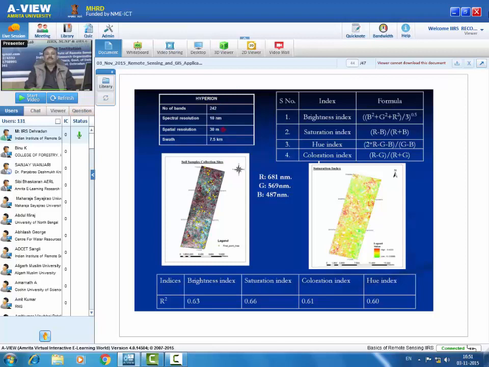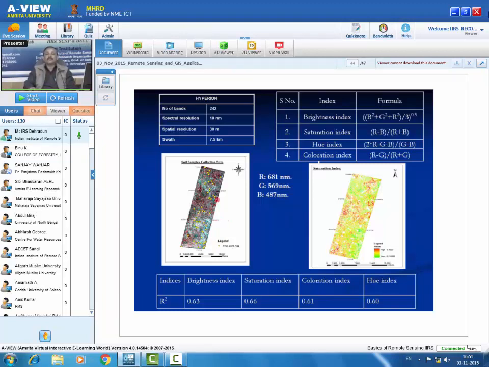Here you can see the Hyperion data was taken with 240 spectral bands, and here we have taken soil samples in one area. Our objective was to map the soil carbon, because soil carbon is one of the most important properties of soils. If soils have more organic carbon, you can say the soils are more productive and good. So we mapped the organic carbon with the help of remote sensing data.